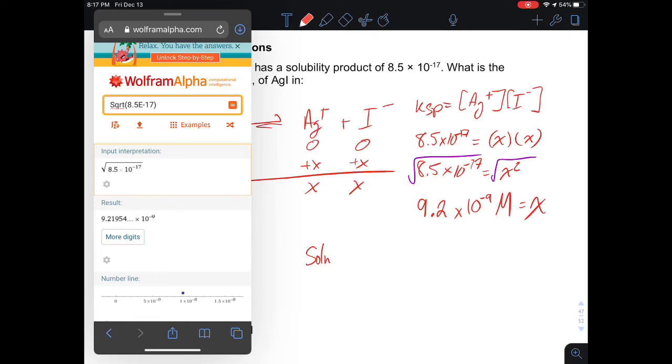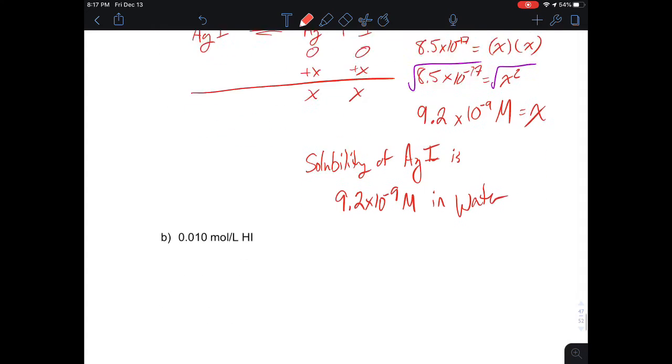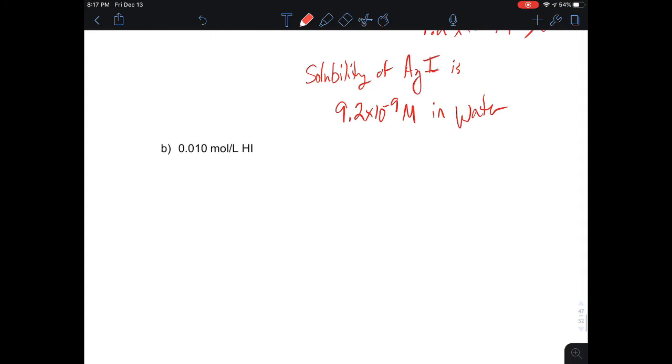So the solubility of AgI is 9.2 times 10 to the negative 9 moles per liter in water. Okay. Let's go to the next one.